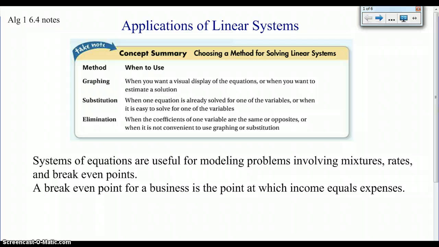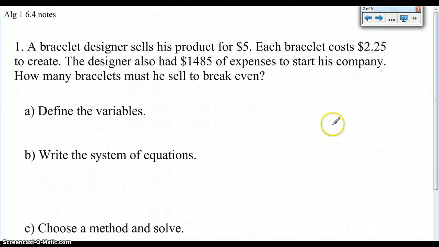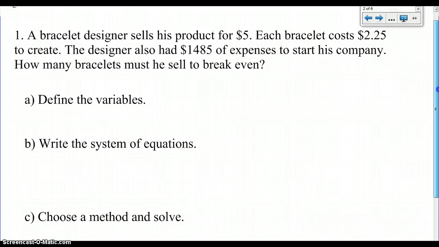Systems of equations are useful for modeling problems that involve things like mixtures, interest rates, and break-even points for financial problems. A break-even point for a business is where income and expenses are exactly equal. We're going to take a look at that in the first problem.